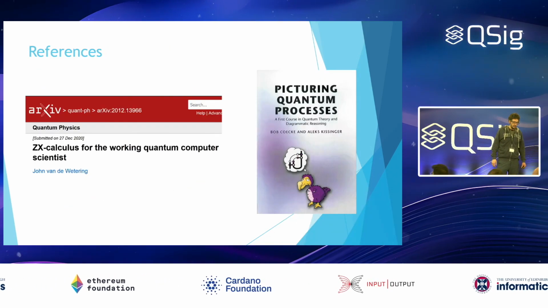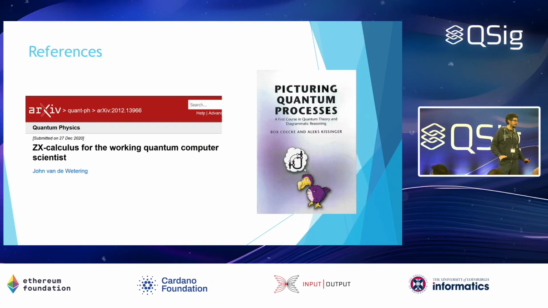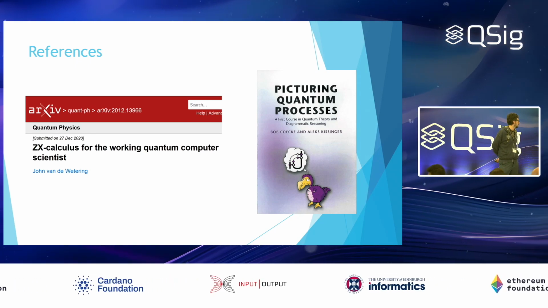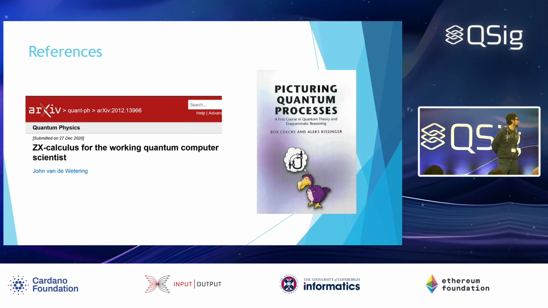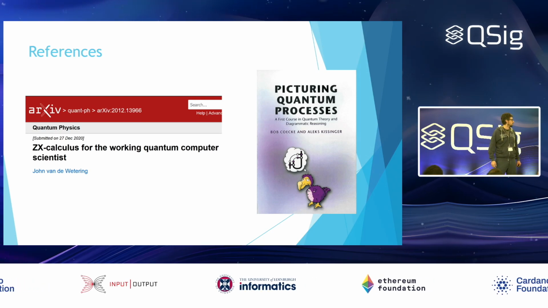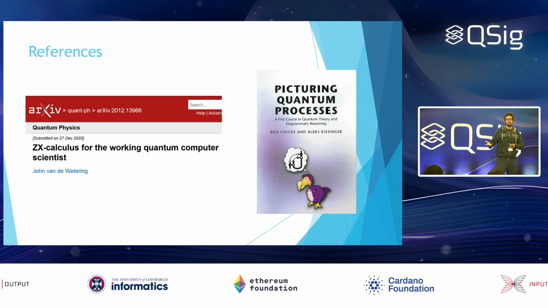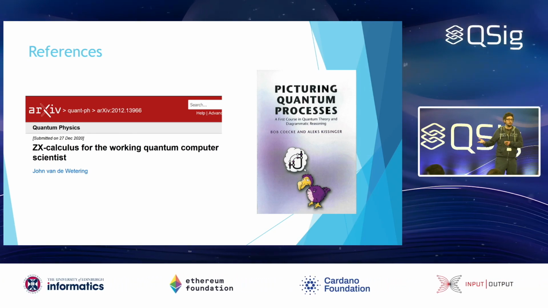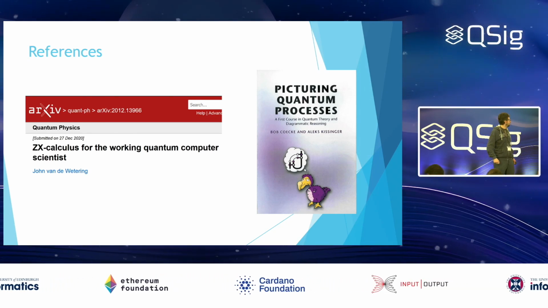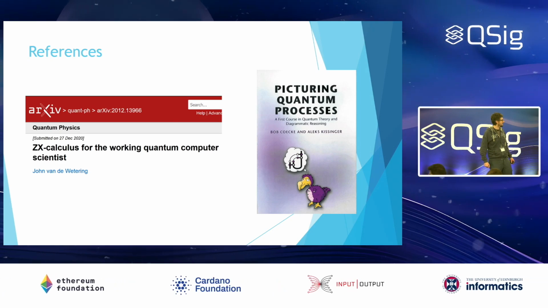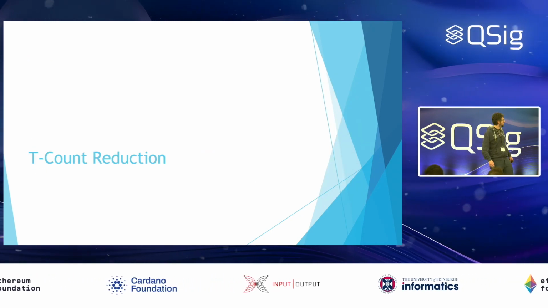Now, there are two main references. These are technical references. One is a paper by John van de Wetering, and the other one is a big, very thick book called Picturing Quantum Processes, which can be used as a book to learn from, or if you're camping, you can use it as a log. You can build things with it. You can chop it for fire. I mean, it's really a multi-purpose book.